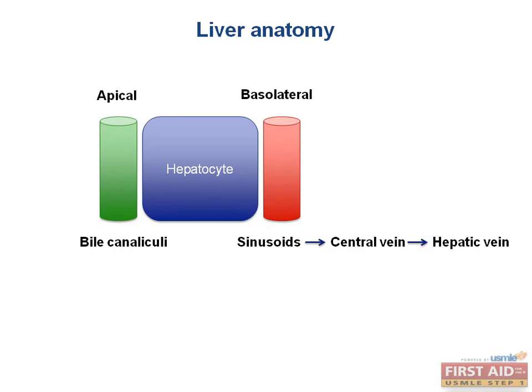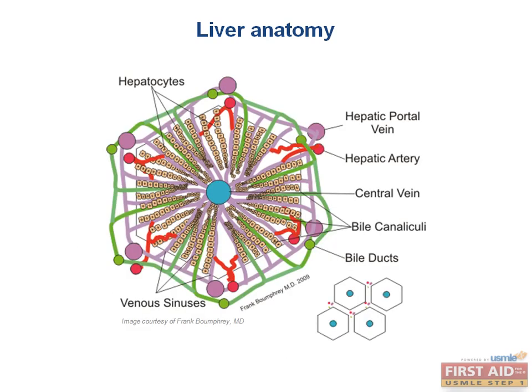These drain to the central vein, which then turns into the hepatic vein. Blood flow comes from the outside of the lobule through the hepatic artery and the portal vein, and it feeds centrally into the central vein, which then leaves the liver through the hepatic vein.